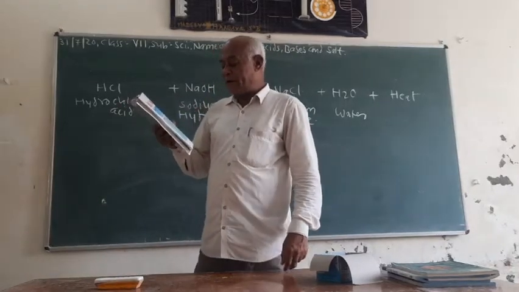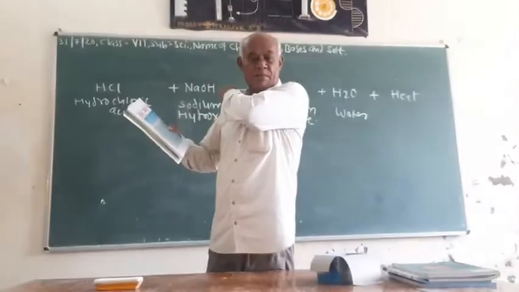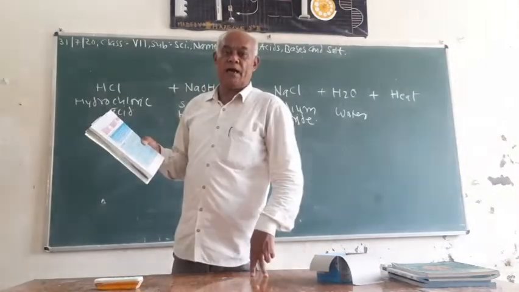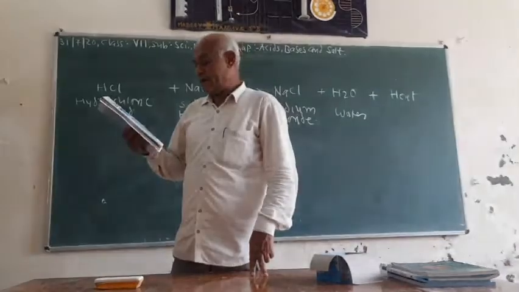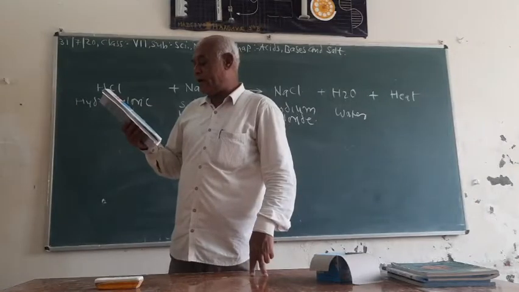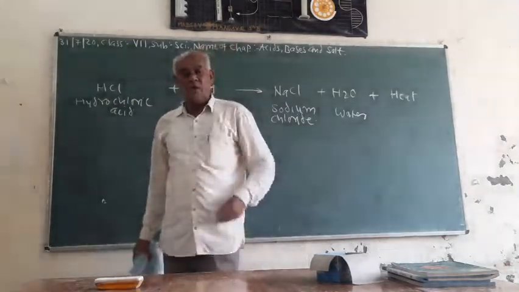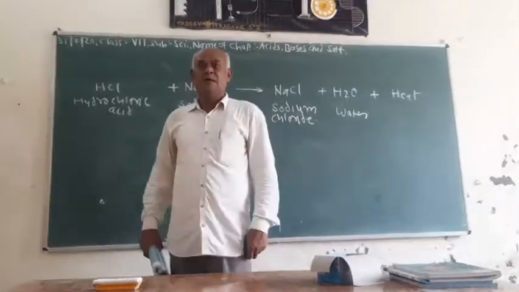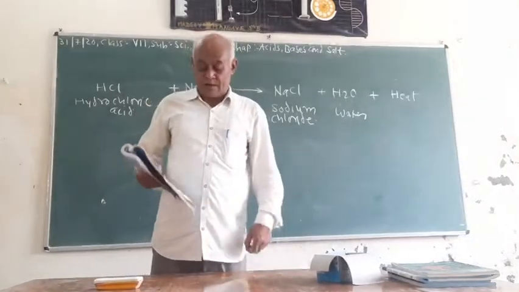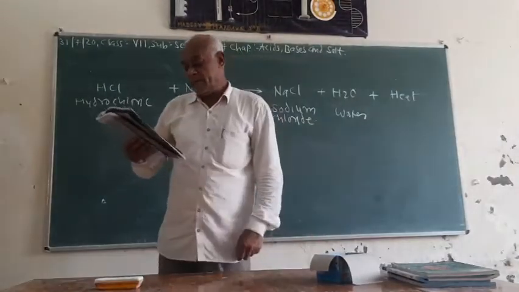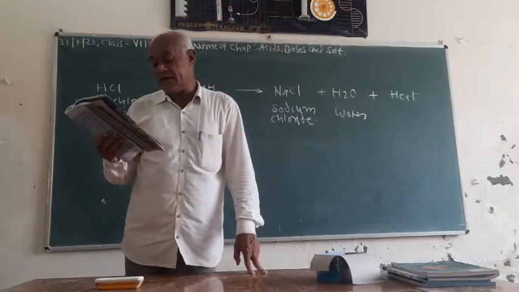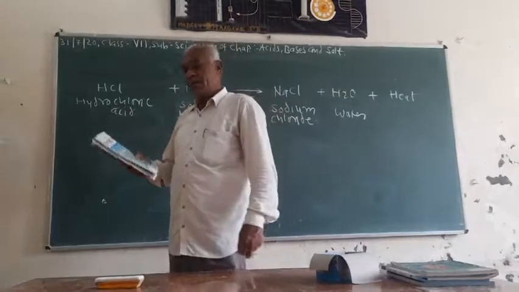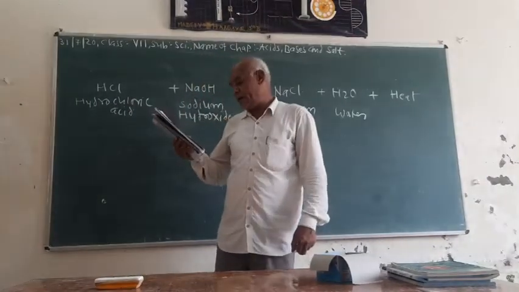5 statements are given and we mark T if the statement is true and mark F if the statement is false. First statement: nitric acid turns red litmus to blue. We know that nitric acid is an acid and acid turns blue litmus paper into red color. Here the statement is that nitric acid turns red litmus paper blue. That is the first statement. Therefore, we mark F for this statement.